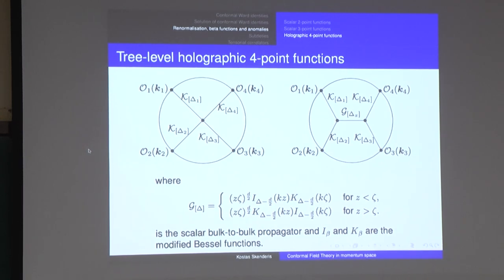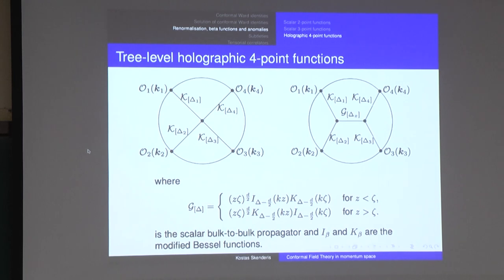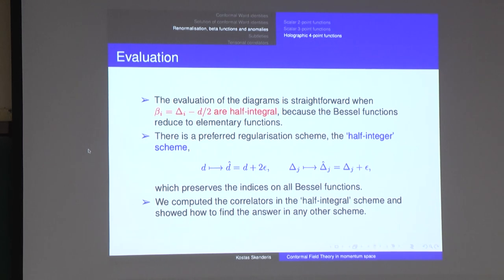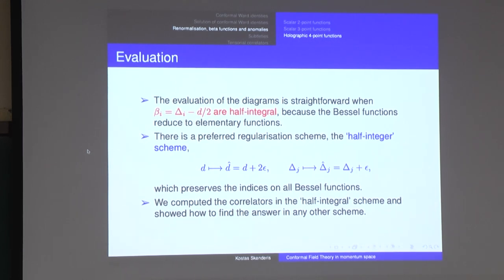Okay, so for the four-point functions, that stuff we did holographically. And holographically, you can either have contact diagrams like the ones we discussed yesterday, or you can also have exchange diagrams. And the exchange diagrams, again, you can compute using the momentum space bulk-to-bulk propagator, which takes this form over here. Now, the cases which are easy to compute are the cases where this combination here is half integral. Because in this case, the Bessel function reduces to elementary functions, and then the integrals can be computed in a straightforward manner. And for the same reason, when you regulate, it's easiest to use this half integer scheme.